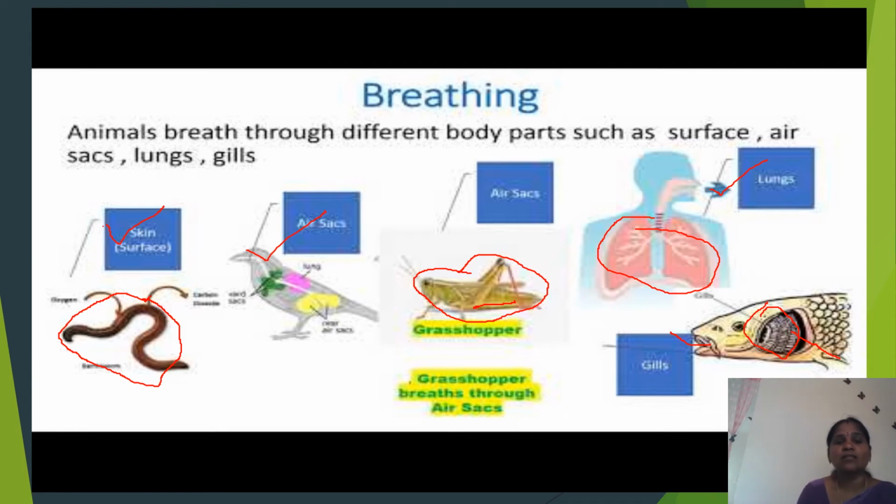Once again, what are the organs? Skin, body surface, and the second one is air sacs, and the third one is lungs, and the fourth one is gills. So these are the main four breathing organs of different animals.